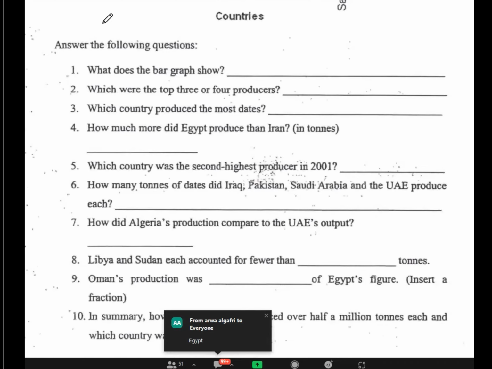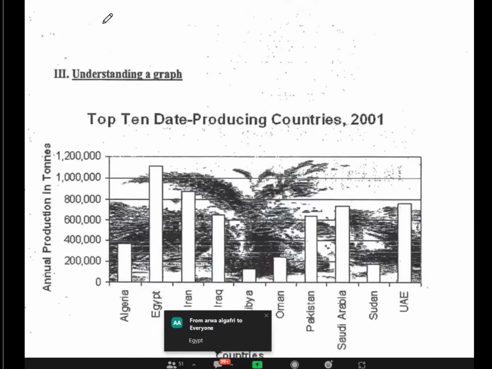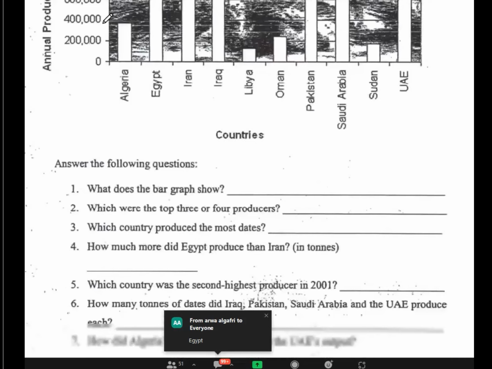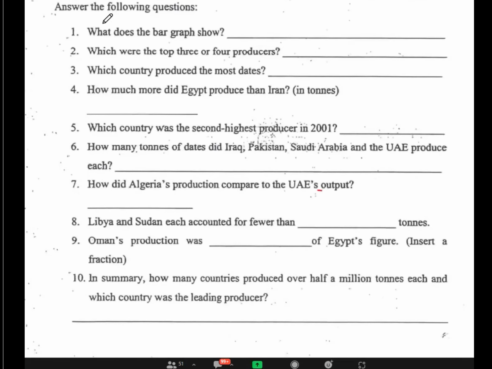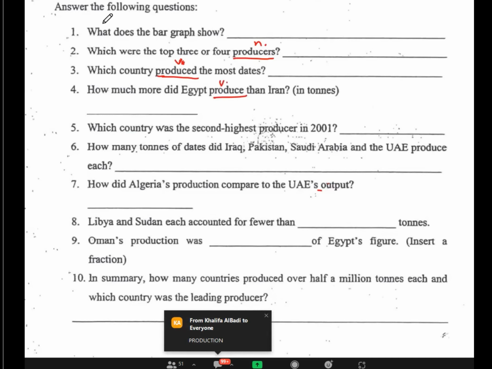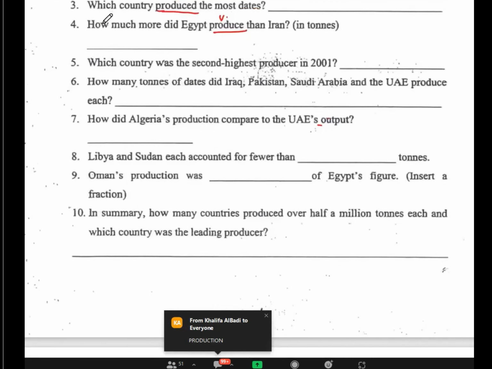We have here producers as a noun, produced as a verb, produce as a verb also. Then we have production as a noun.